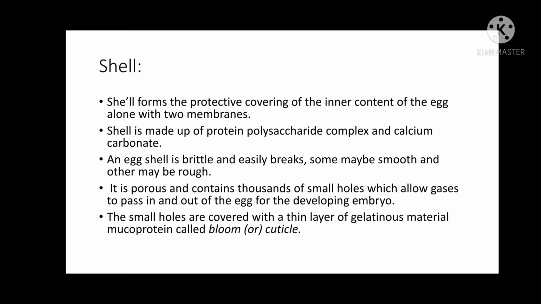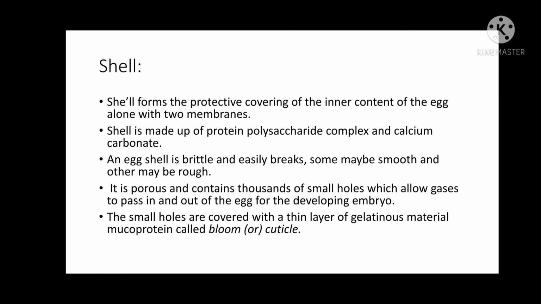Shell strength is greatly influenced by the minerals and vitamins in the hen's diet, particularly calcium, phosphorus, magnesium and vitamin D. If the diet is deficient in calcium, for instance, the hen will produce a thin or soft shelled egg, or possibly an egg with no shell at all.